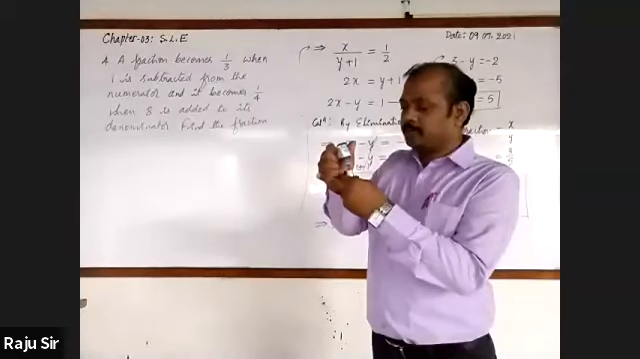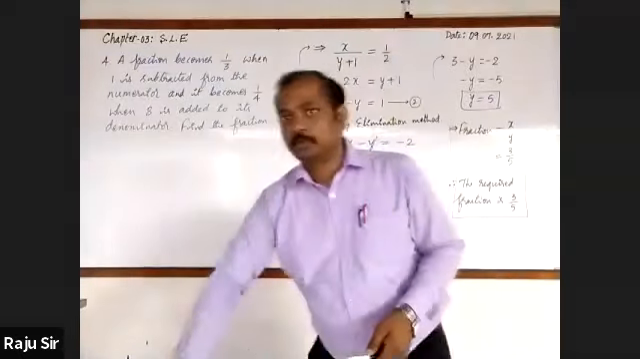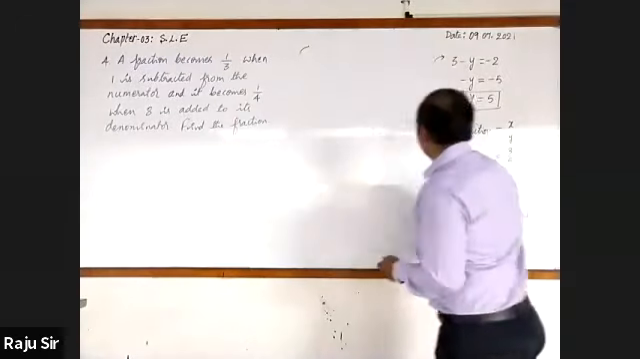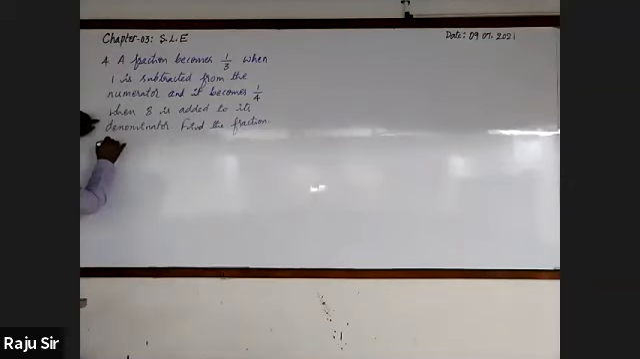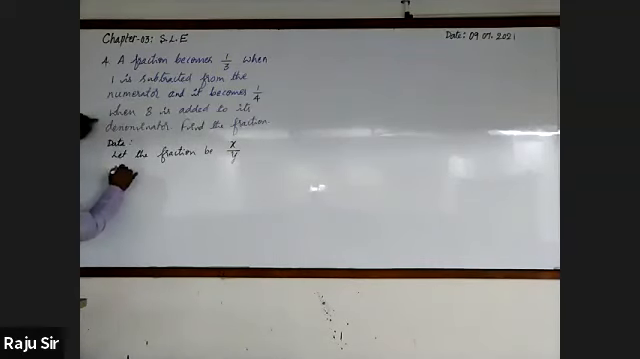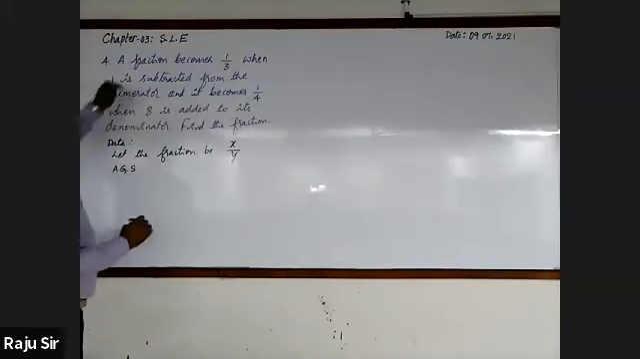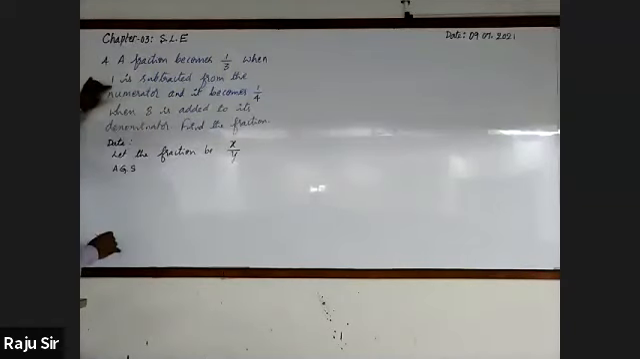So no doubt it is very simple. You may start writing. Here also, as we are going to find the fraction, let us assume the fraction as x by y. Let the fraction be x by y. According to the given statement, a fraction becomes 1 by 3 when 1 is subtracted from the numerator, then x minus 1 by y is equal to 1 by 3.